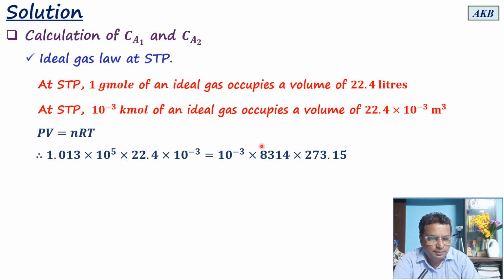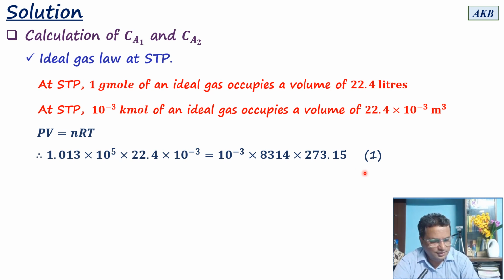If you are using pressure in Newton per meter square and amount of substance in kilomole, then the value of R will be 8314. So you have to be careful while using the value of R. Since I am using pressure in Newton per meter square and amount of substance in kilomole, for these cases the value of R will be 8314, and I am calling this equation 1. If you check the equation, every term is known to us, but still I have written the equation and I am calling that equation 1.